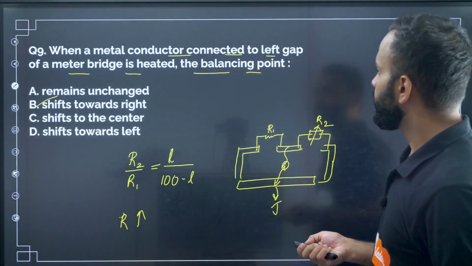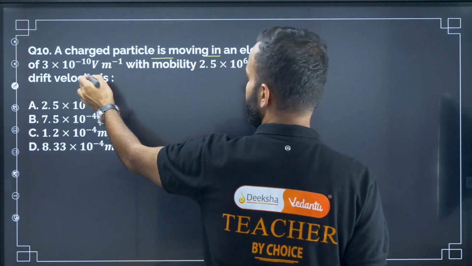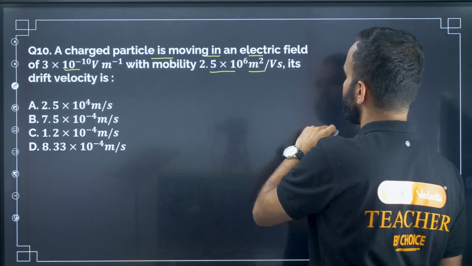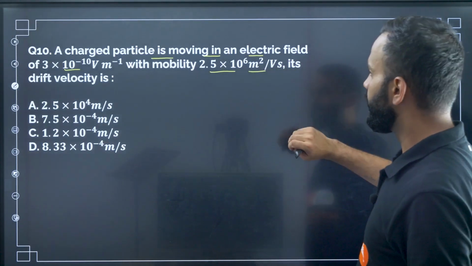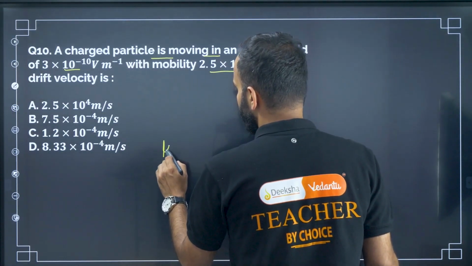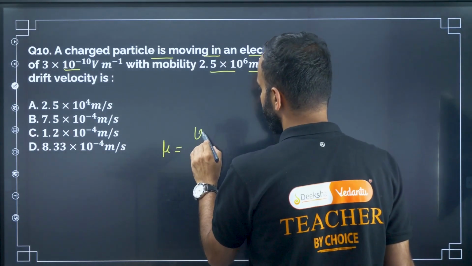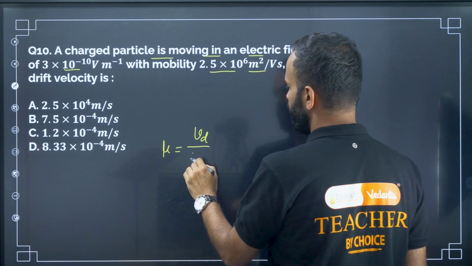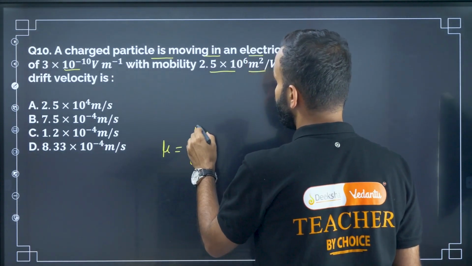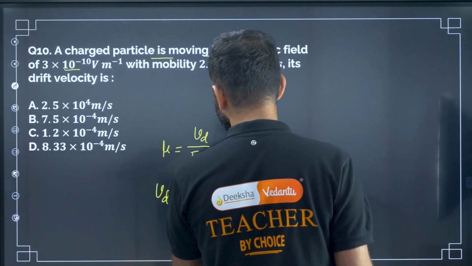Next question, question number 10. A charged particle is moving in an electric field of 3 into 10 to the power minus 10 volt per meter with mobility 2.5 into 10 to the power 6 meter square per volt second. Its drift velocity is, a direct question. Mobility is the ratio of the drift velocity of the electron to the applied electric field E. We need to find Vd, so Vd is equal to mu into E.